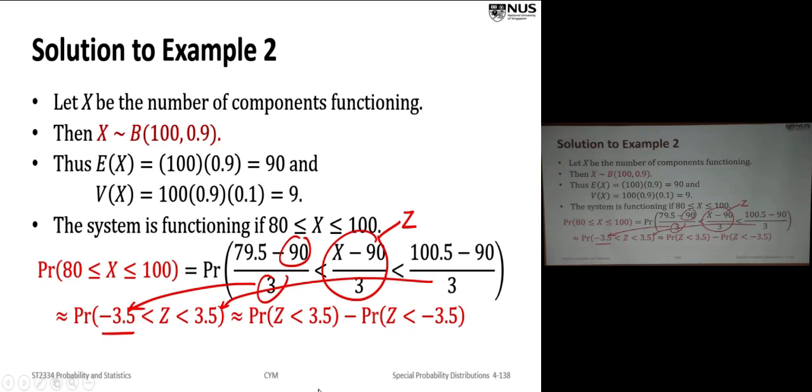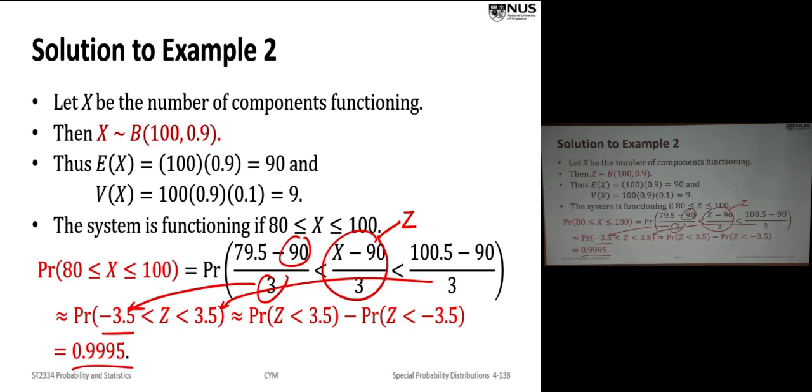In other words, we want x between 80 and 100, which is the same as saying between 3.5 standard deviations below and above the mean for a standard normal. So the chance is 0.99995. Since each component has a probability of 0.9 of working, with so many components, 100 of them, the chance that at least 80 of them work is 0.9999. So the more components you put in, it guarantees the system works with high probability.